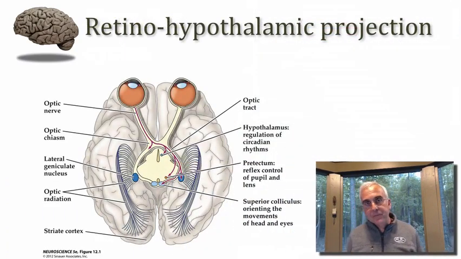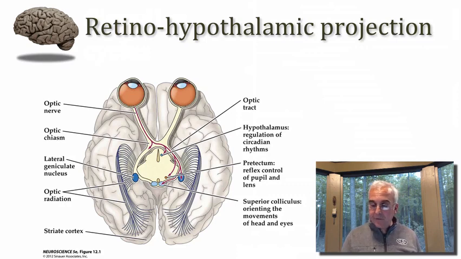Well, the answer is that there is a set of cells in the nucleus of the hypothalamus called the suprachiasmatic nucleus that contain a molecular clock. And this molecular clock is responsible for generating a circadian rhythm. Now, this molecular clock is then entrained to the environment via projections from the retina.